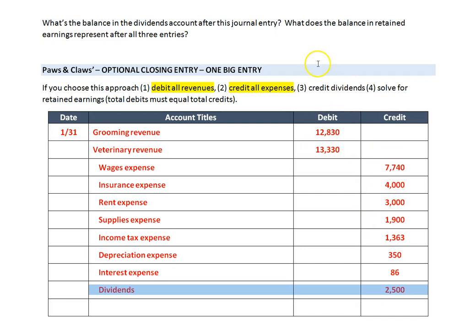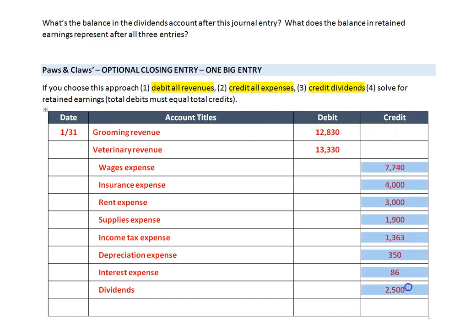And you get all the amounts from the adjusted trial balance. And then we're going to solve for retained earnings. Debits and credits have to equal. So add these two numbers up, subtract out all of these numbers, and you'll get the balance to retained earnings.